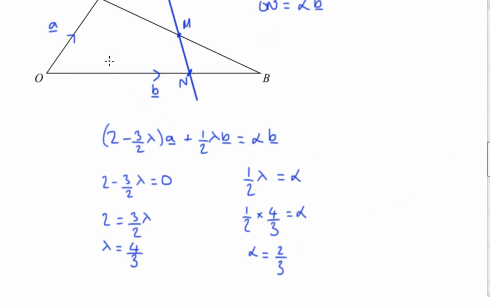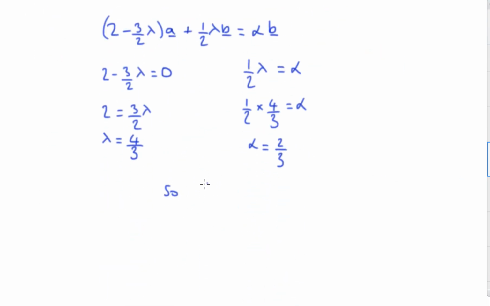And if alpha is equal to 2/3, then O to N is 2/3 of O to B. So that means the ratio O to N to B is 2 to 1, which is what we were looking for. If it's 2/3 and 1/3, that's 2 to 1.